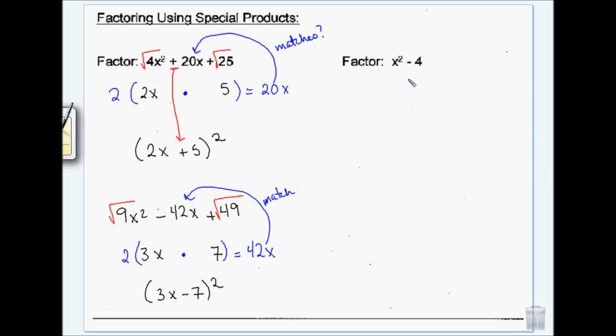And we already did this one, but we'll just do it again. Take the square root and the square root. The square root is x. The square root is 2, so I'm going to do x plus 2 and x minus 2. So whenever you have 2 terms and they're a difference, if you have just something minus something and you're told to factor it, see if they're perfect squares. If they are, take the square root of each and do this.